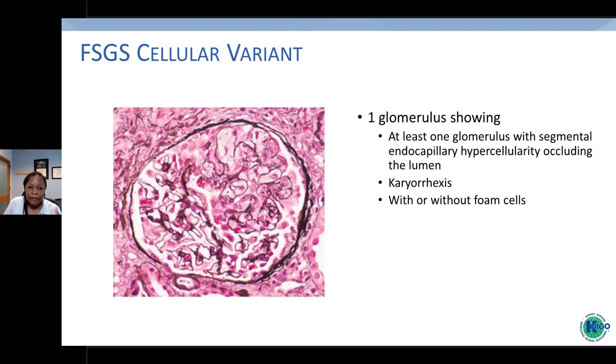The FSGS cellular variant is the least common of all the variants described, and so I'm not going to spend a lot of time on this one, but it's defined as having at least one glomerulus that shows segmental endocapillary hypercellularity, including the lumen, which you can see here at around 11 o'clock, and it can be present with or without foam cells.